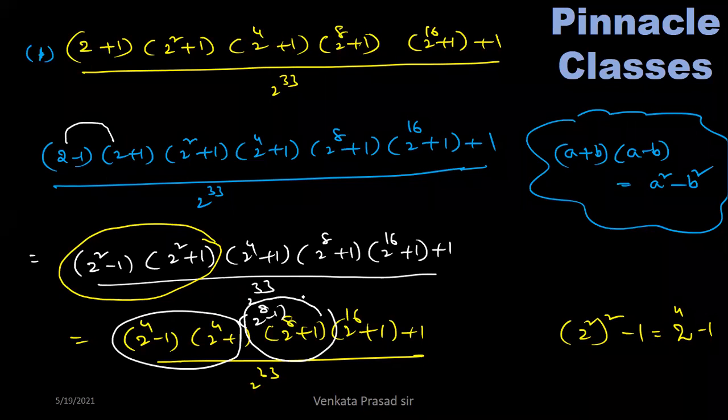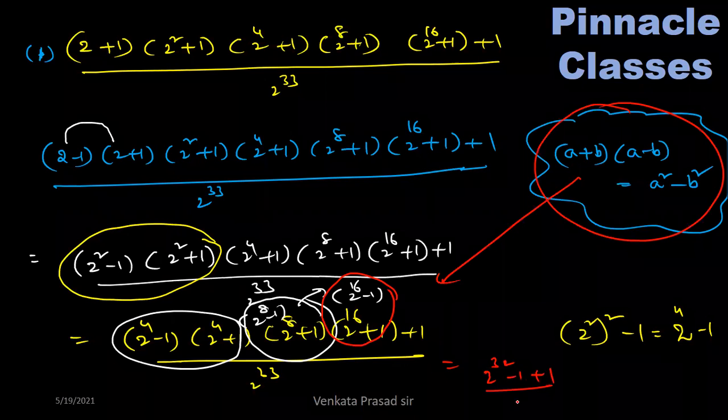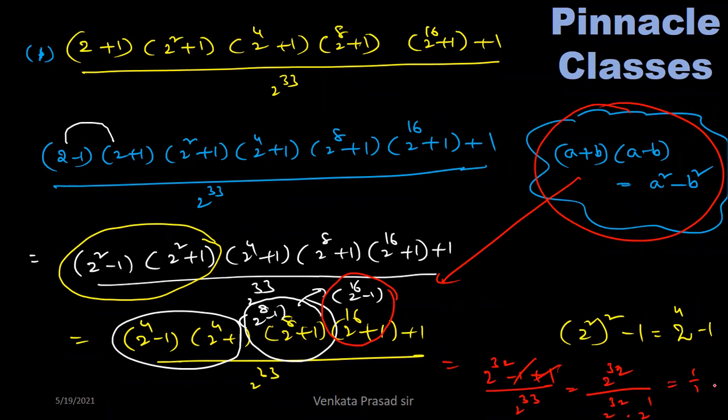Again (a+b)(a-b) gives 2^16 minus 1. What about this result? 2^16 minus 1, again (a-b)(a+b), so I can use the same formula. That is 2^32 minus 1 plus 1 as usual. Minus 1 plus 1 cancel, leaving 2^32 by 2^33. So the answer is coming 1 by 2.